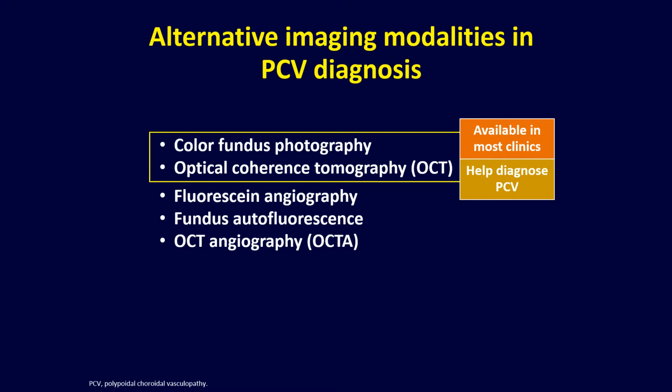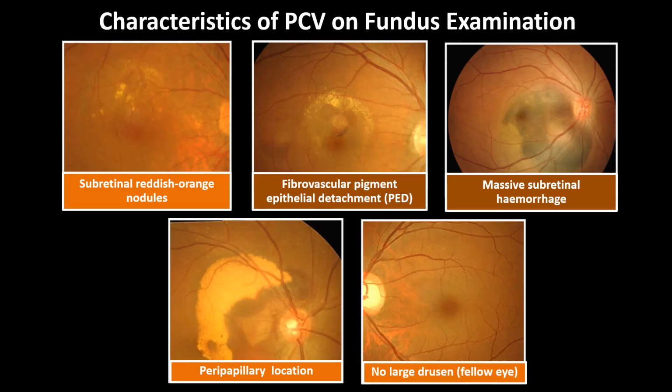Today, I would like to focus on the use of color fundus photography and OCT, which I believe are available in most clinics and really helpful for PCV diagnosis. Clinical features on fundus examination suggesting PCV diagnosis rather than AMD include the presence of subretinal orange nodules, fibrovascular PED, massive subretinal hemorrhage, peripapillary location of the lesion, and no large drusen in the fellow eye.